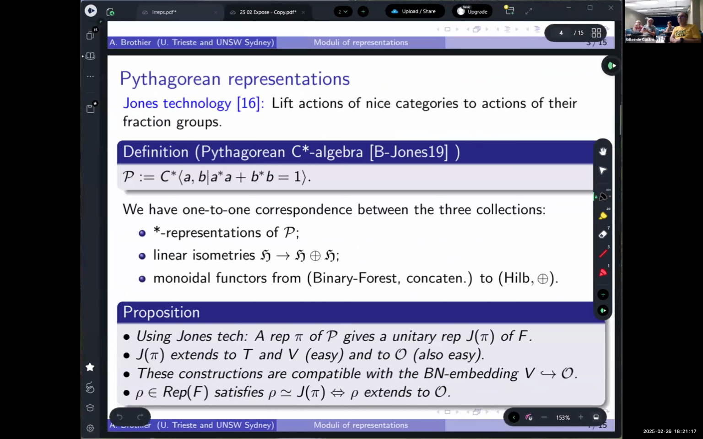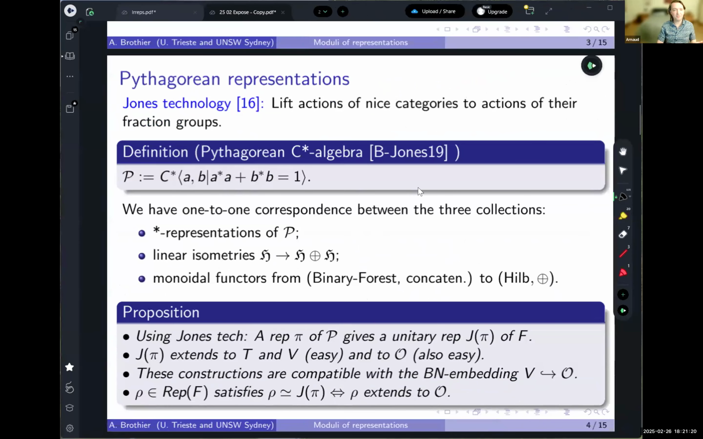Thank you. Okay, so this is basically what we have done here with constructionist Pythagorean algebra, and we've seen one-to-one correspondence between star representation, linear isometry, and monoidal functor of my forest category. Okay. So it's great. We get unitary representation of FTV. Actually, quite easy. Once you've seen it, it's easy to get it, but you know, it was great to have it. And also, everything is compatible with the Birget-Nekrashevich embedding. Okay, so everything works well.